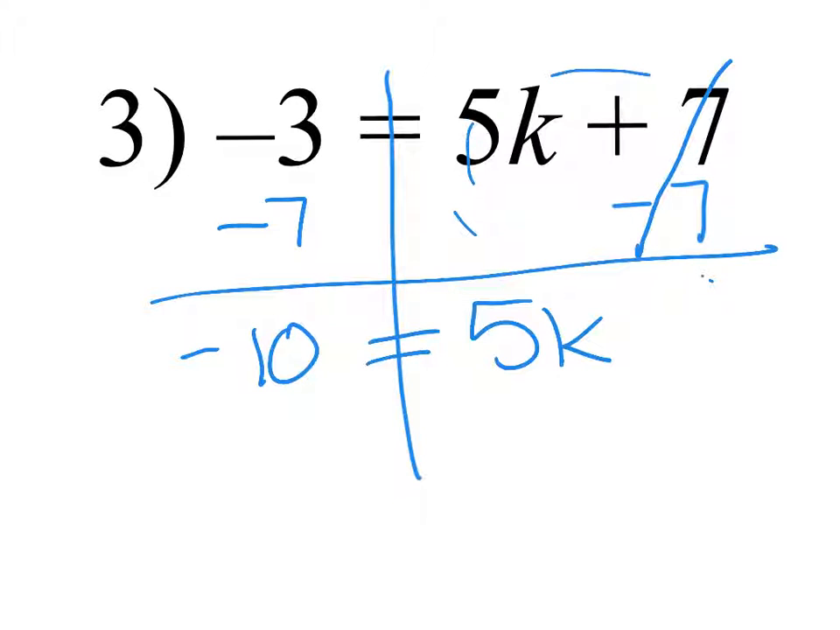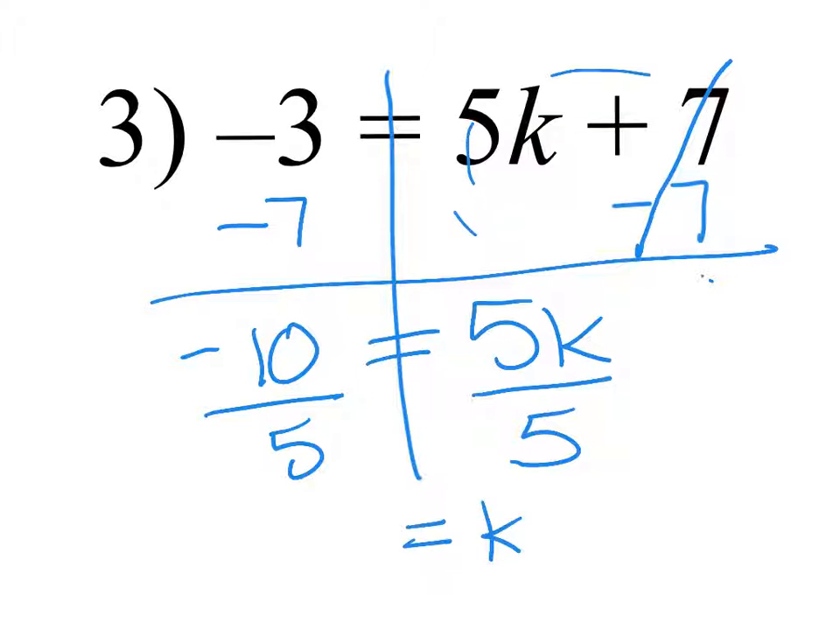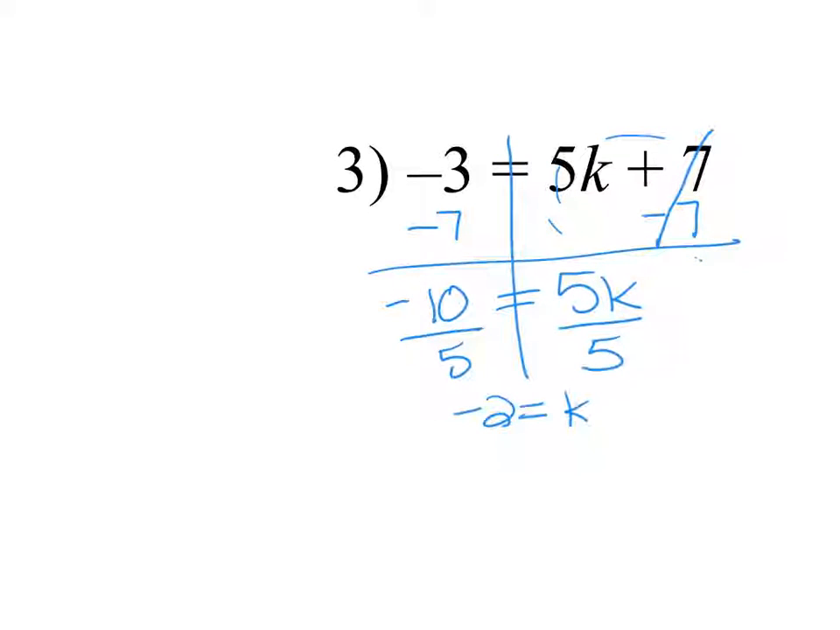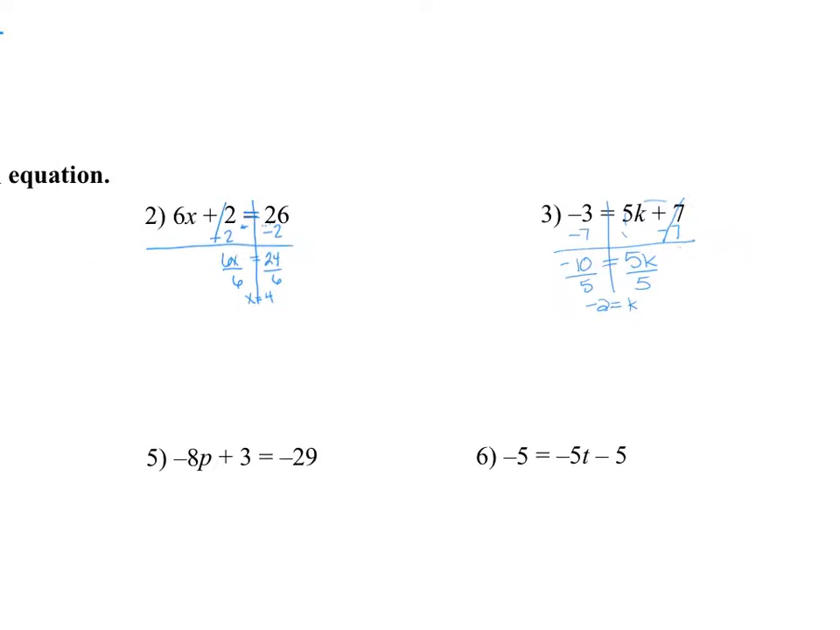Then we divide both sides by what? 5. And we have K is equal to negative 2. How are you feeling about this so far? Okay, we'll keep going. I think sometimes this is just practice. You just got to practice it.